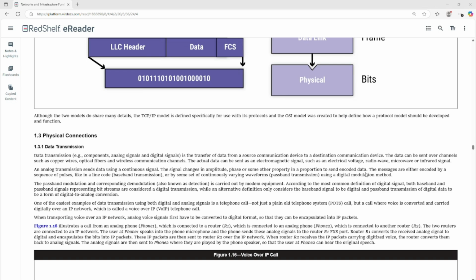The data that are sent over those various channels, copper wires, optical fibers, and wireless communication channels, can actually be sent as an electromagnetic signal, such as an electrical voltage. That's in a situation where you use an Ethernet cable. It can also be sent as a radio wave, such as two wireless routers communicating with each other, or microwave, or an infrared signal. Infrared is an old technology, though it's still being used today with other devices, but it's not as common as it used to be.